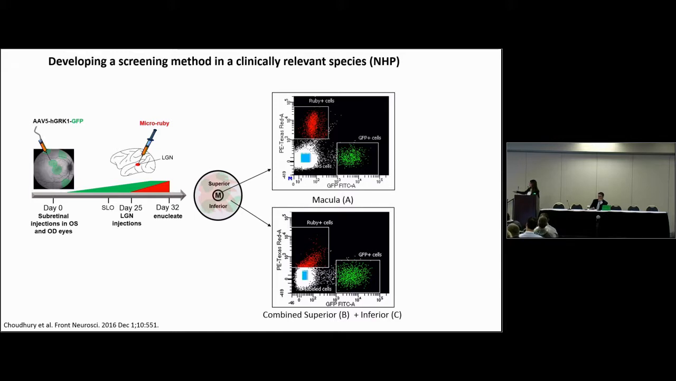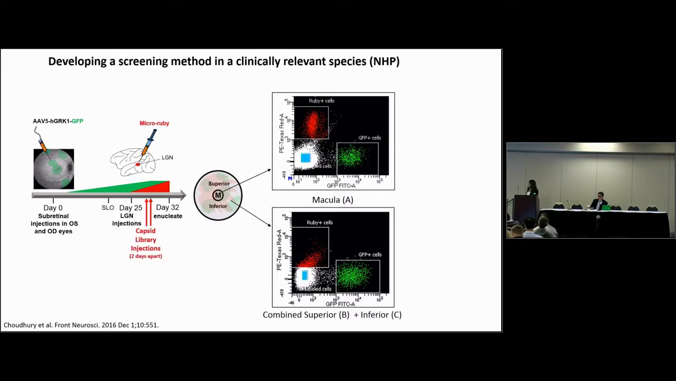So AAV5 GRK1 GFP, we've shown in the past, can specifically label rods and cones following subretinal injection in non-human primate. And so what we did in collaboration with Paul Gamlin at UAB was to subretinally inject multiple blebs of AAV5 GRK1 GFP to label as many photoreceptors as we could. And then Paul was also familiar with the technique wherein you could inject microRuby into the lateral geniculate nucleus, and that would retrogradely label the ganglion cells. So now we have monkeys with sortable photoreceptors and sortable retinal ganglion cells, into which we could ultimately inject our capsid library.